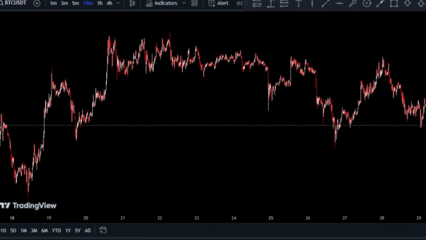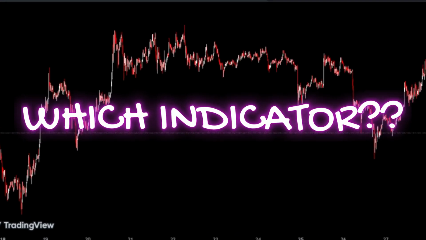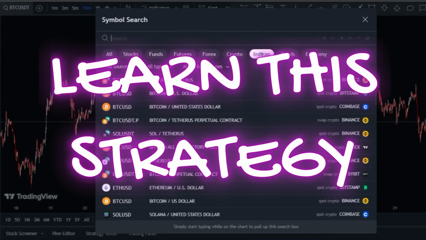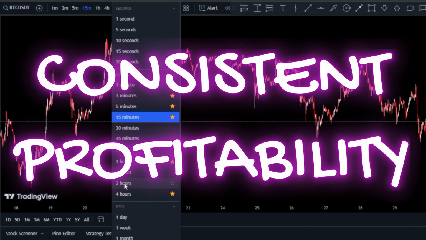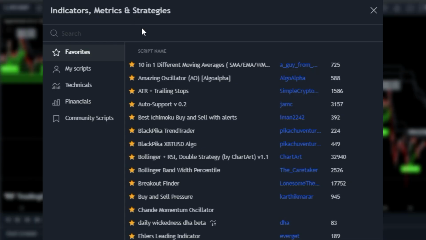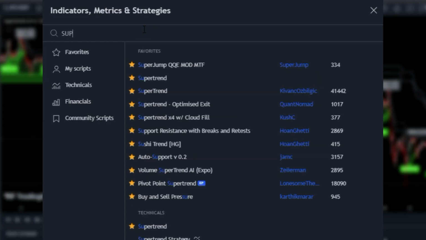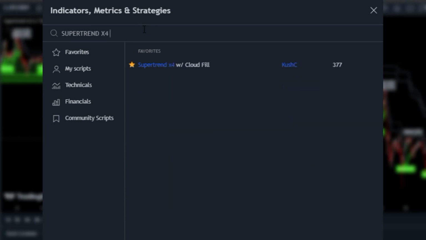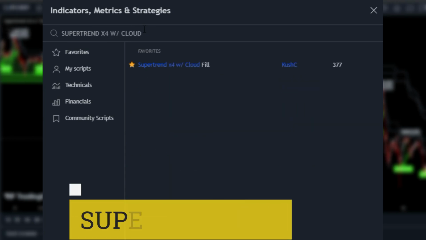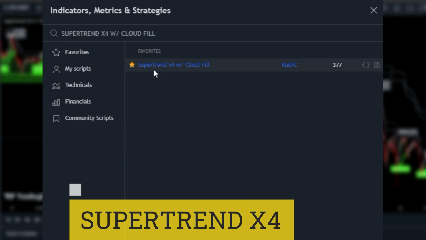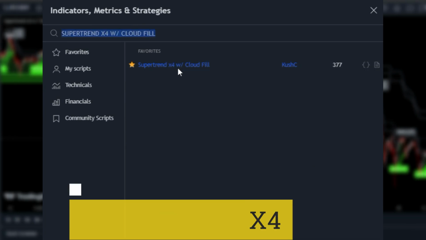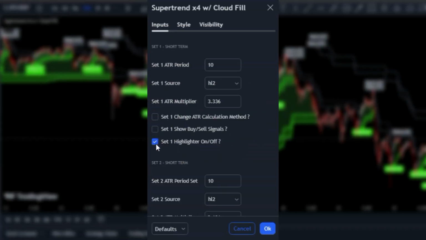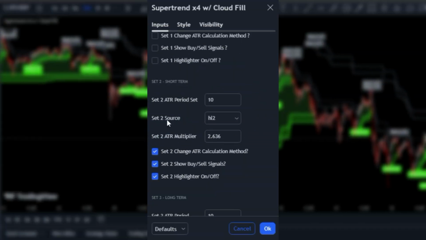If you are unsure about which strategy or indicator to choose among so many, let me tell you, all you need to do is to learn this strategy to achieve consistent profitability. Therefore, add the Super Trend X4 indicator to your chart on the TradingView website. But before using it, we need to make some changes in its settings.